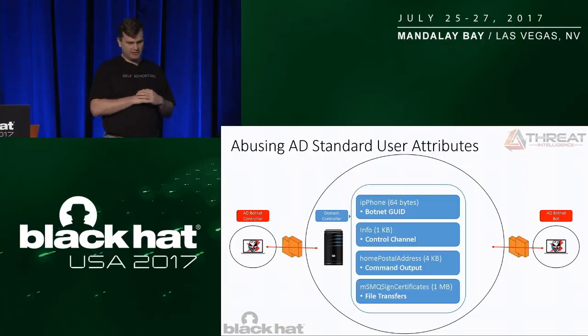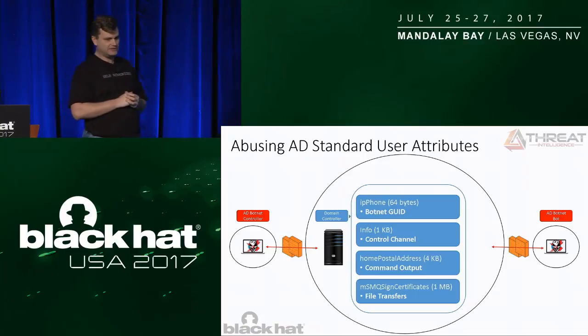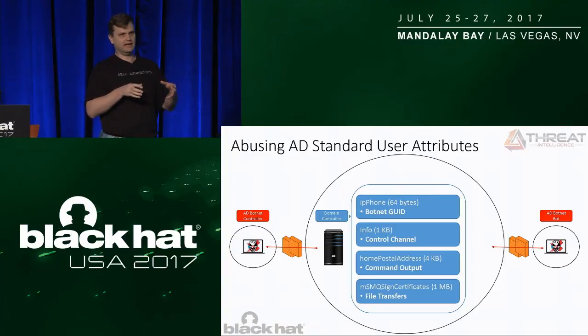The info attribute is one we chose for a control channel. So we established quite a simple protocol. And basically, when we're differentiating between nodes within this network, the main thing we're looking at is the user account that has been compromised, and also the host name that it's running on.